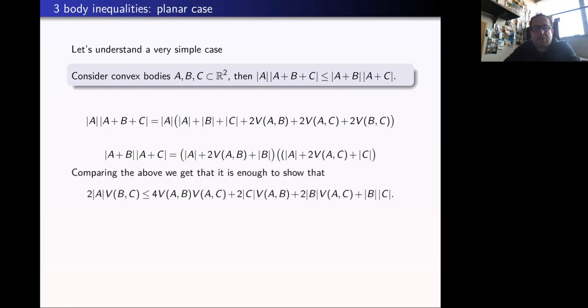I'm sorry, I will just write the product, and I claim that it's enough to prove something like this. Now, before you say that it's impossible to understand what he is doing, let me explain. Look at the first product. You have volume of A times volume of A. In the second one, you also have volume of A. Volume of A cancels out.